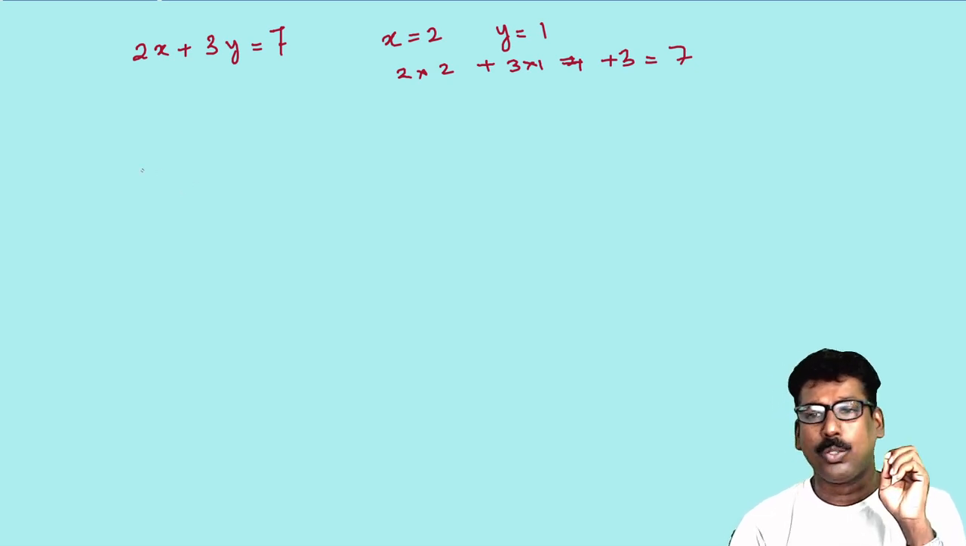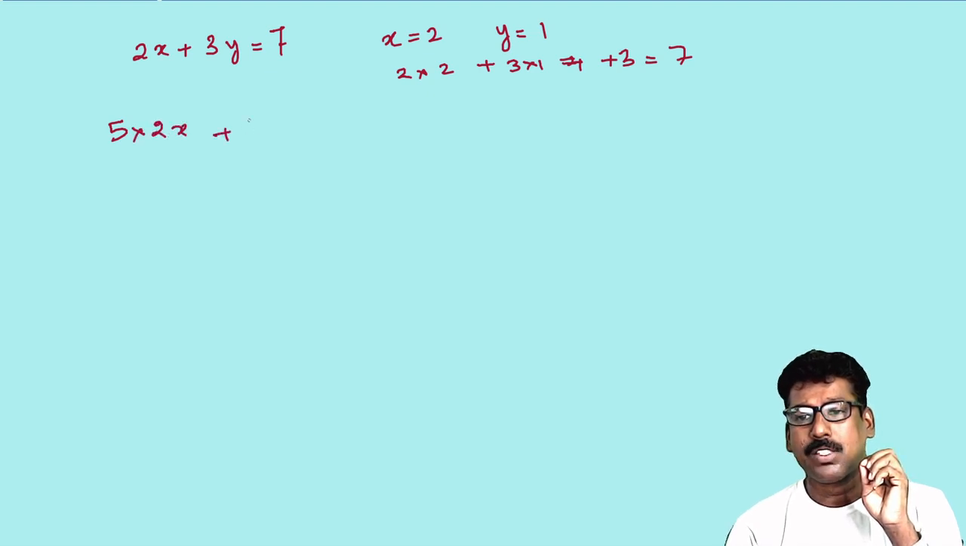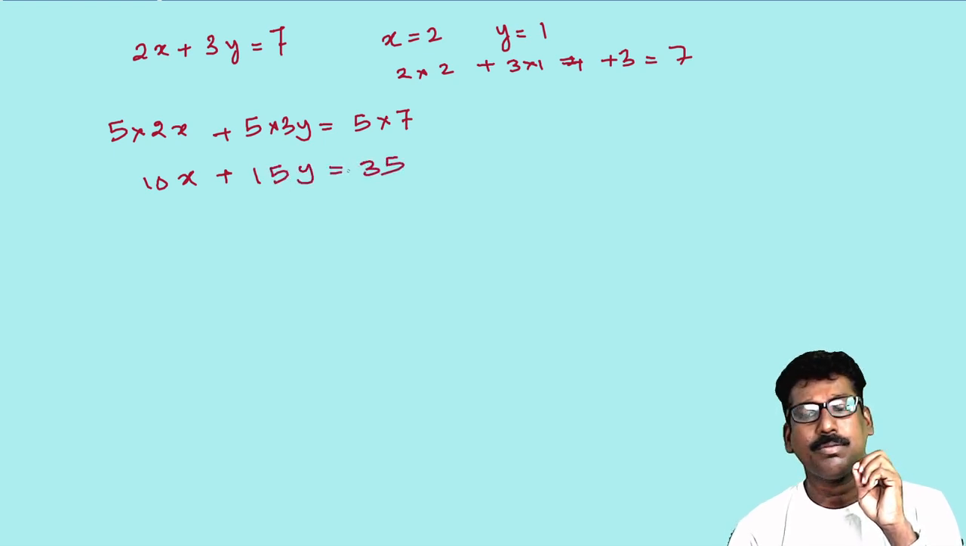Now what I am going to do is, I am multiplying all the terms of this equation by a number 5. That means 5 into 2x plus 5 into 3y is equal to 5 into 7. That means you got 10x plus 15y is equal to 35.